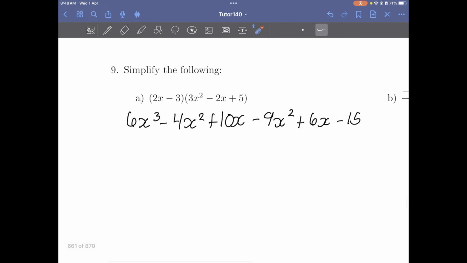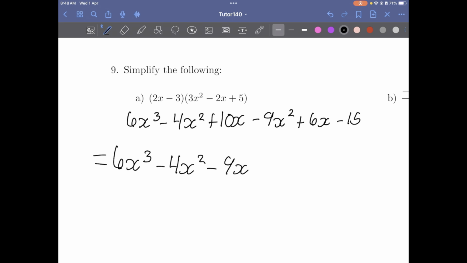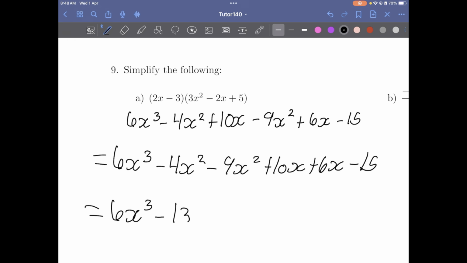And we're going to simplify it. So we're just going to reorder it. So that's 6x cubed minus 4x squared minus 9x squared plus 10x plus 6x minus 15. We're going to simplify it. So 6x cubed minus 13x squared plus 16x minus 15.